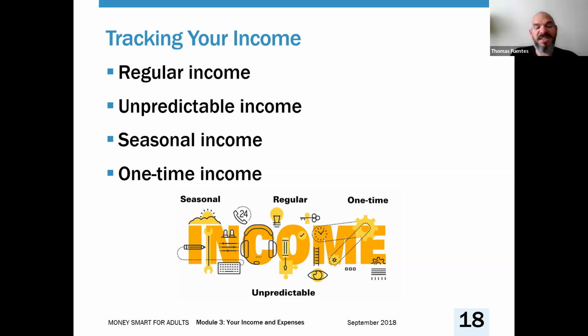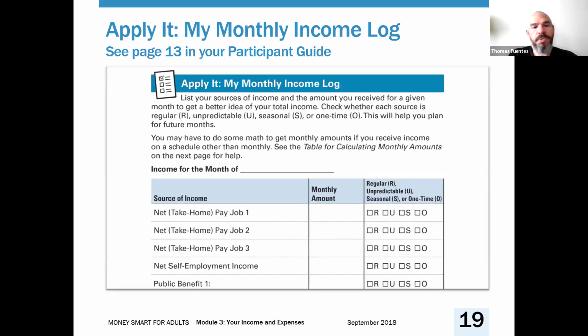And then you have things like seasonal income, where maybe you got a part-time job because they hired people during the holidays for package delivery or warehouse work, for example. Seasonal income is like only maybe 3 months out of the year, right? And then one-time income is the money we talked about, like when you receive a gift. And in the participant guide, you'll see a monthly income log.